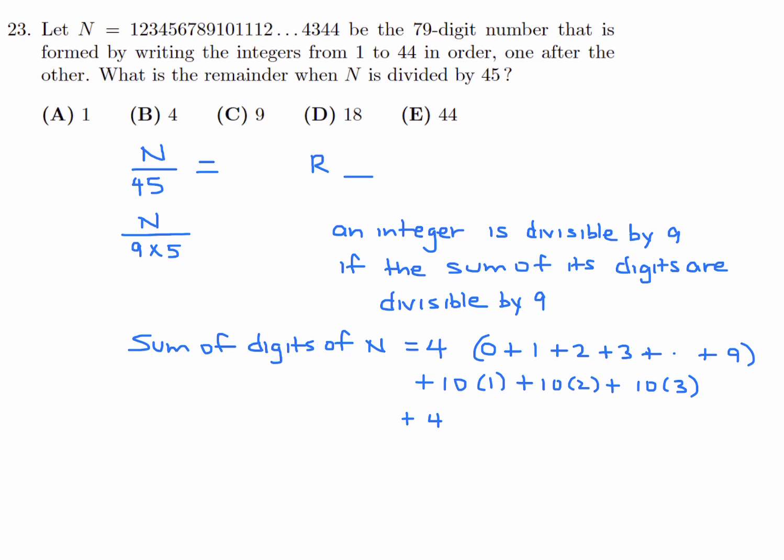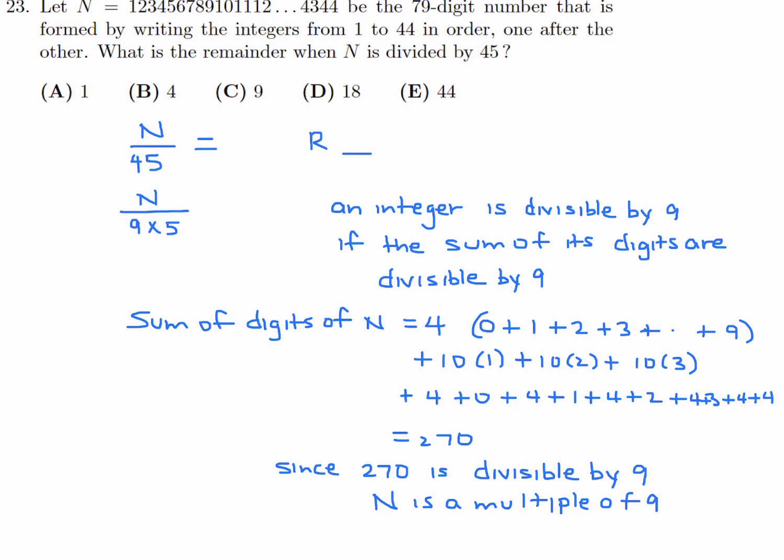40 will give you 4 plus 0, then 41 is 4 plus 1, 42, 4 plus 2, 43, 4 plus 3, and then finally 44, which is 4 plus 4. When you add all these numbers up, you get 270, and this is indeed divisible by 9. So since 270 is divisible by 9, that means n is a multiple of 9.